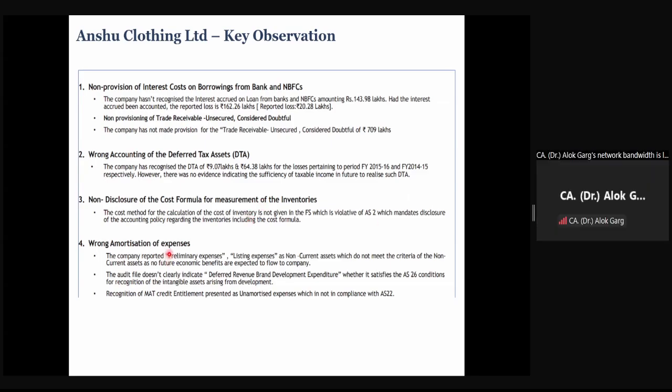Wrong amortization of expenses. The company reported preliminary expenses and listing expenses as non-current assets, which do not meet the criteria of non-current asset, as no future economic benefit is expected to flow. Friends, in many balance sheets, in many financial statements, you will find these preliminary expenses. Let me tell you, there is nothing called preliminary expenses. As per accounting standards, as per Ind AS, preliminary expenses do not exist. This concept exists in income tax, right?